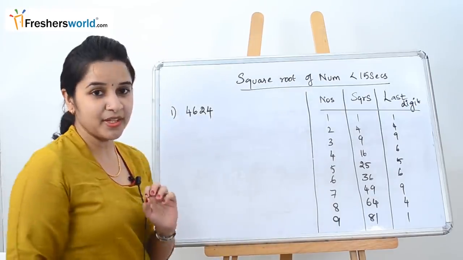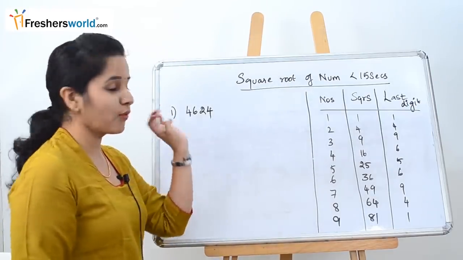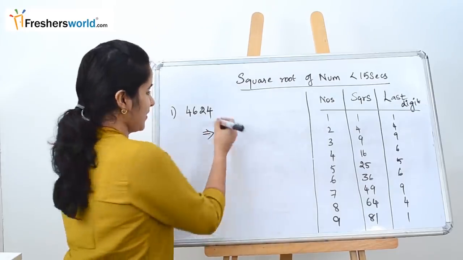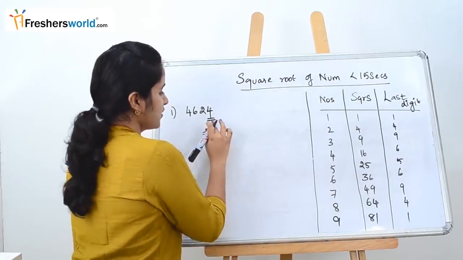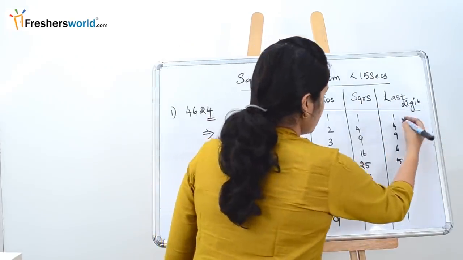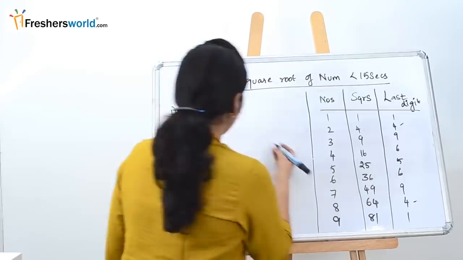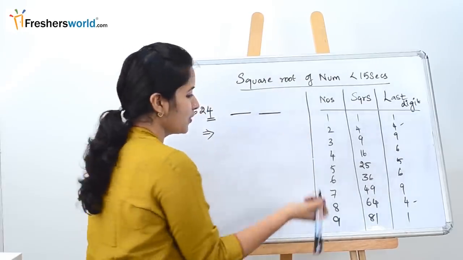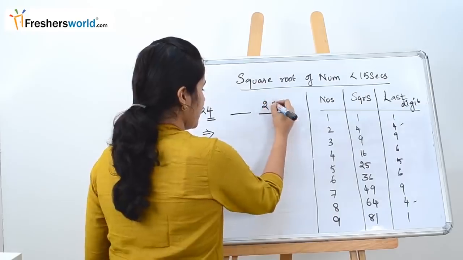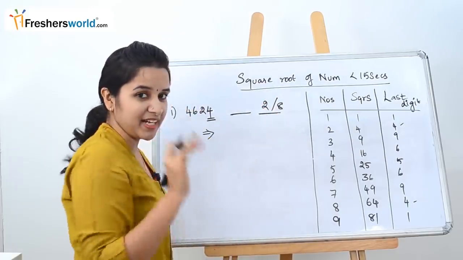The first sum they have given is to find the square root of 4624. How are we going to do it? What is the last digit of the number? It is 4. See where 4 falls in the last digit column. It falls here as well as here. So just put 2 dashes and write 2, or it can be 8. It can be either 2 or 8. As of now, just write it like this.